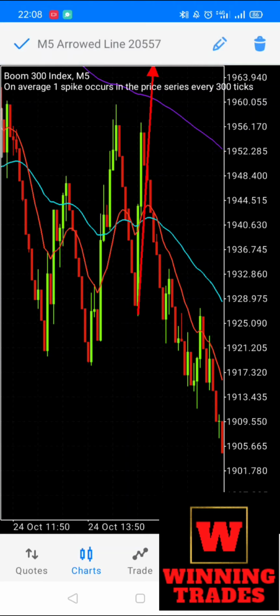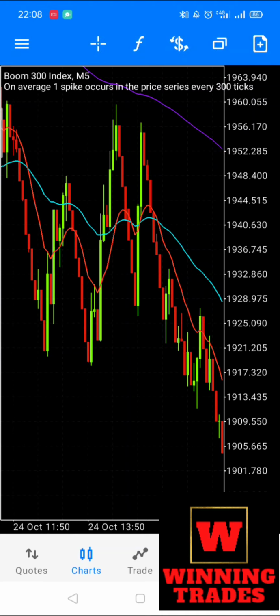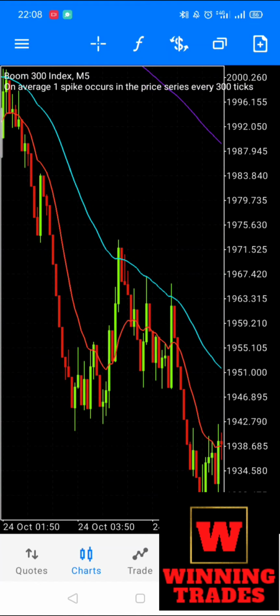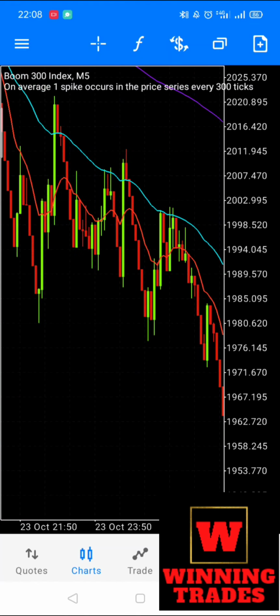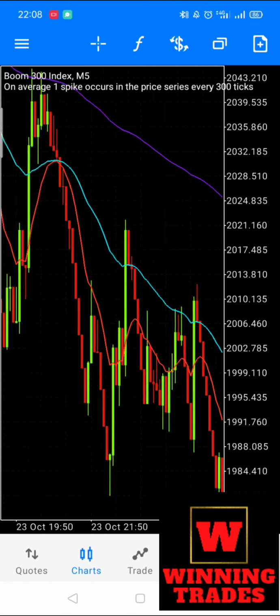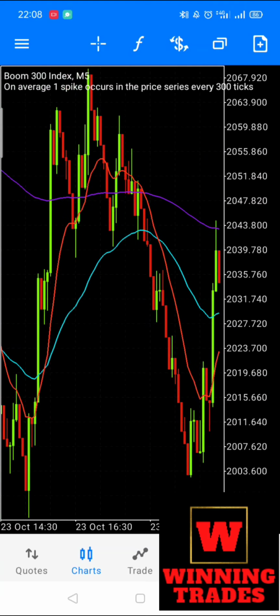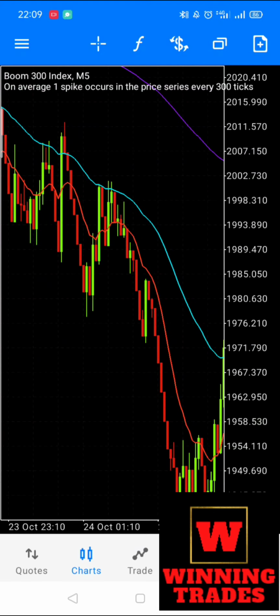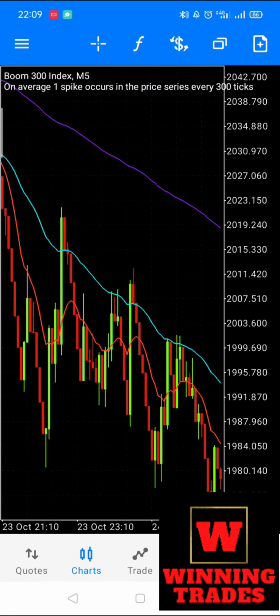Okay, all right, so let's look for another example. This strategy is fire, guys, right? So you can see that this strategy works. Let's look for another perfect example for you guys for Boom 300. All right, let's go. We're looking for a buy. I think there is a perfect buy around here.